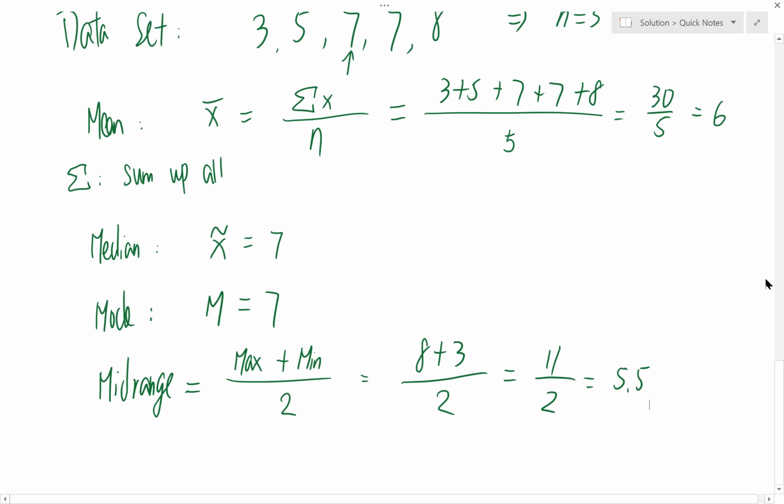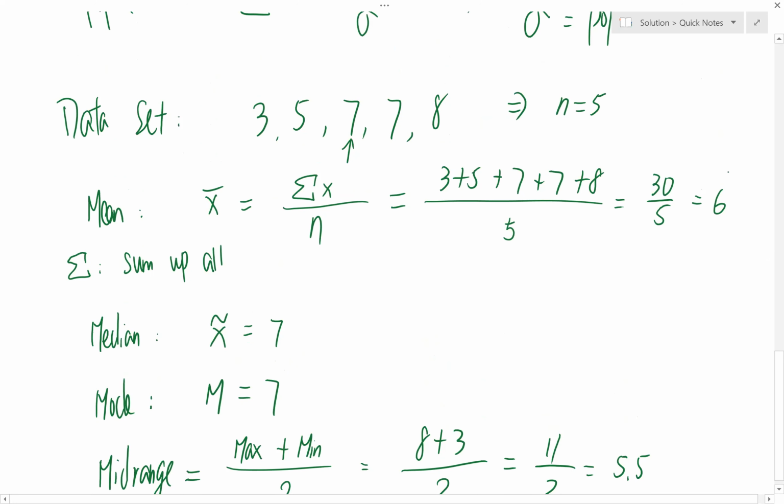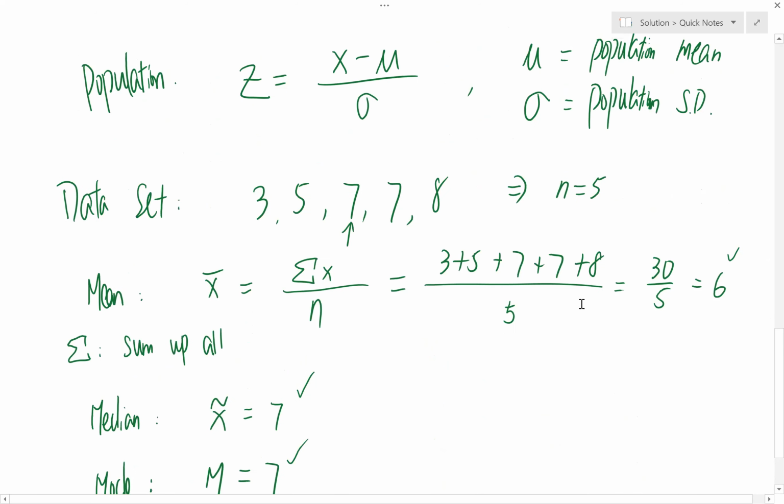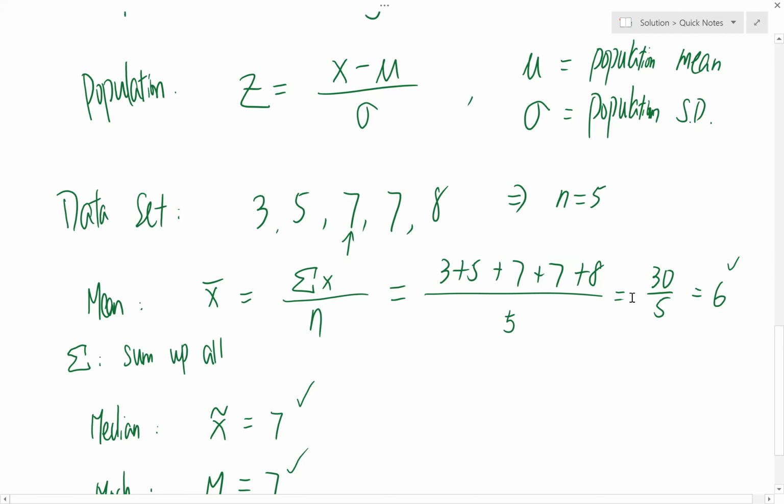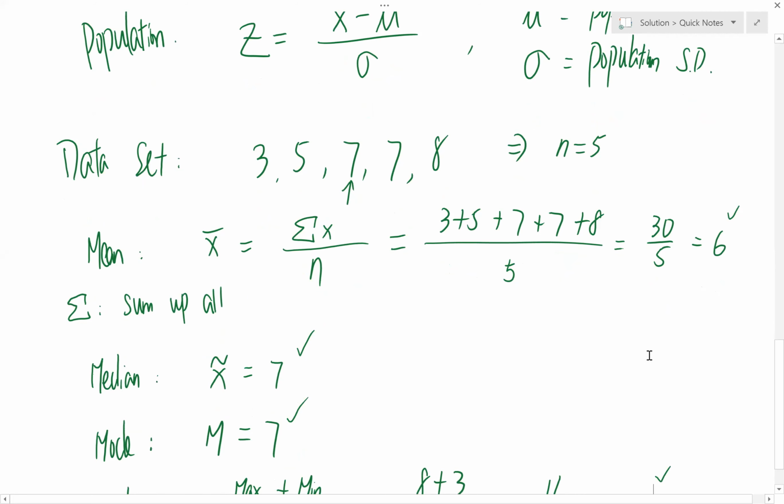If you look at all these numbers, mean, median, mode, they are all pretty consistent, even with the mid-range. They are still quite close. That tells us something about this data set, meaning the center is pretty consistent among all these different terms.